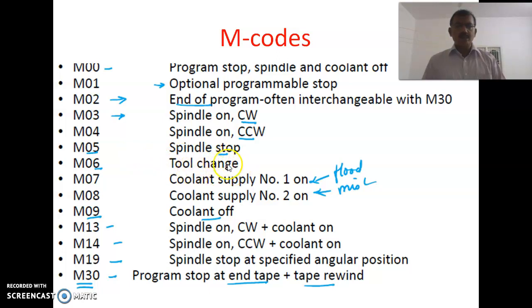If there is more than one tool, the tool can be changed using this M06 command. And M07 coolant supply on, and M08 coolant supply number 2 on. M09 coolant off. M13 spindle on, coolant on, and M14 spindle on in the counterclockwise direction plus coolant on. M30 program stop. These are all the different M codes used in the CNC part programming.